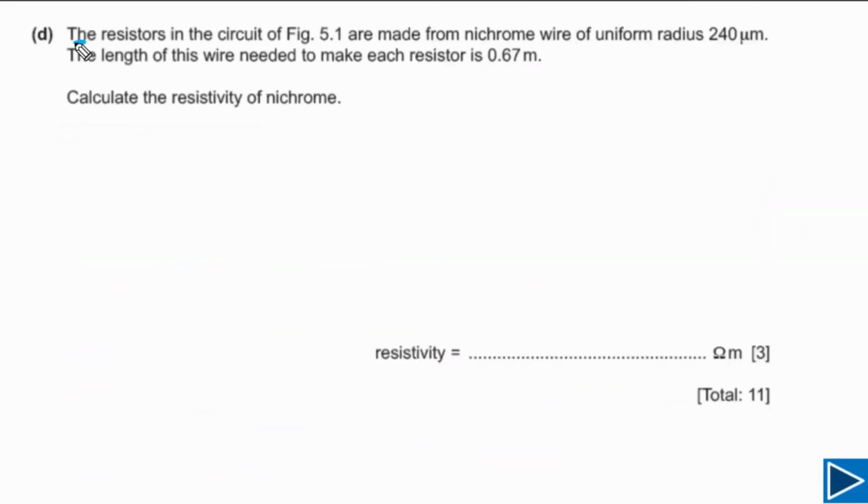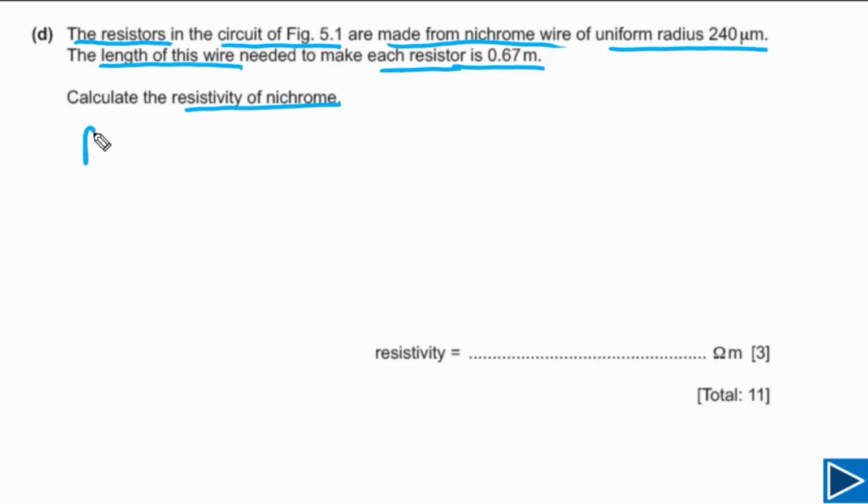For the last part, it is given to us that the resistors in the circuit of figure 5.1 are made from nichrome wire of uniform radius 240 micrometers. The length of this wire needed to make each resistor, meaning one resistor, is 0.67 meter. We need to calculate the resistivity of nichrome. So simply we can start from here.